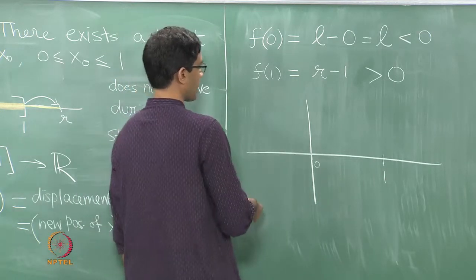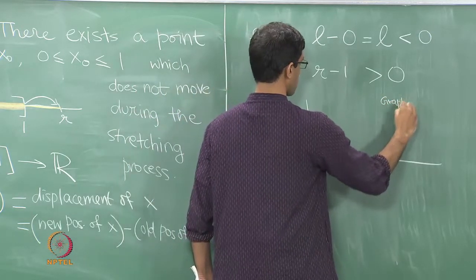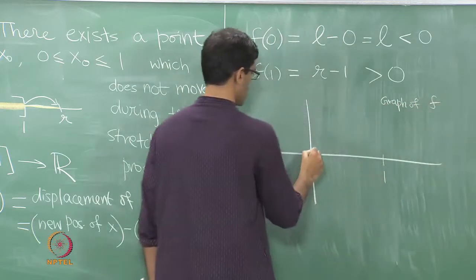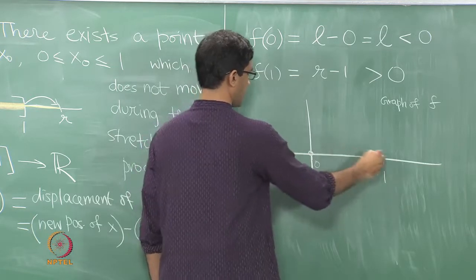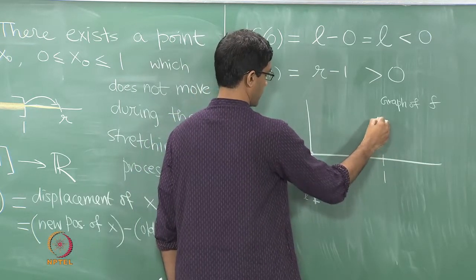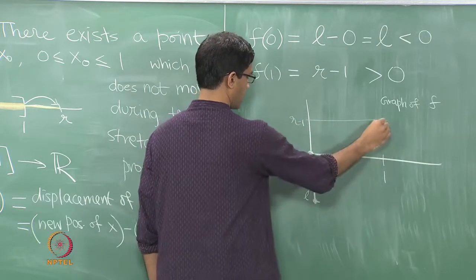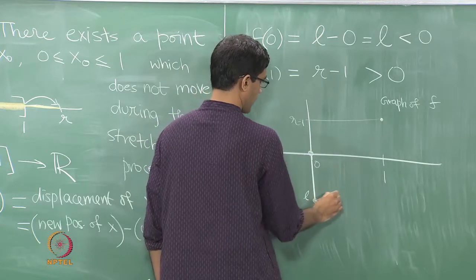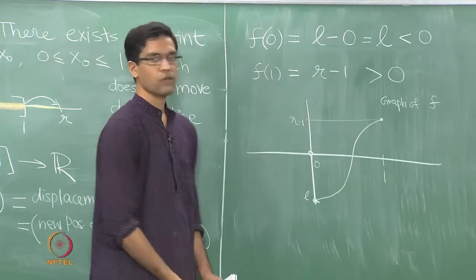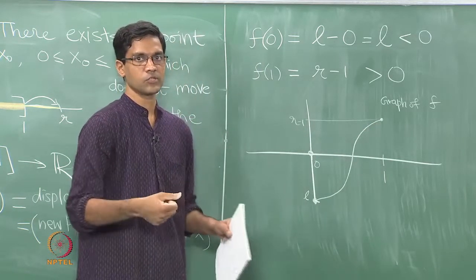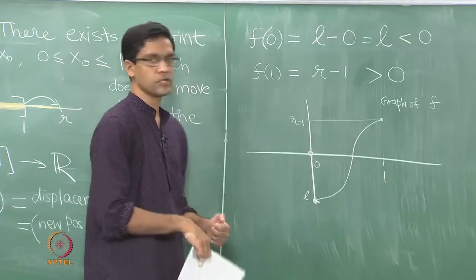So let's just see what the graph should look like. I'm going to draw the graph of the function f. At 0 it is the value L, which is negative. At 1 it takes the value R minus 1, whatever that be, which is some positive value. So here are the two endpoints, from L to R minus 1, and what I know is that there is some graph. I don't quite know what the graph looks like, because a graph would just tell me what the displacement is of individual points on the rubber band, and the actual shape of the graph will depend on how the stretching was done.